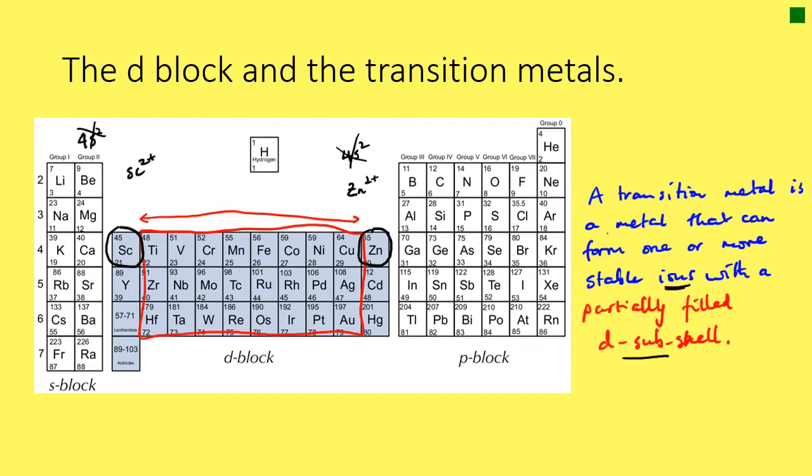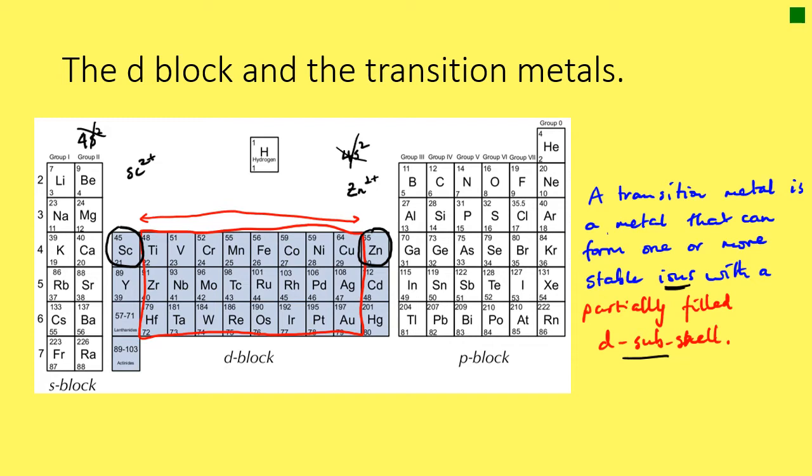So if you take scandium, for example, when it forms ions, it loses its two 4s electrons to form a scandium 2 plus ion, and therefore its D subshell is empty. Right, so it's not a transition metal, even if it is a D block element.